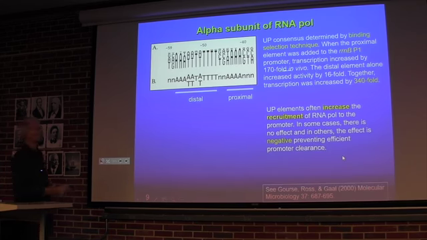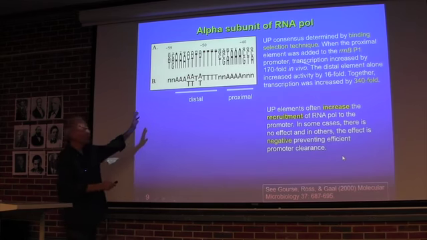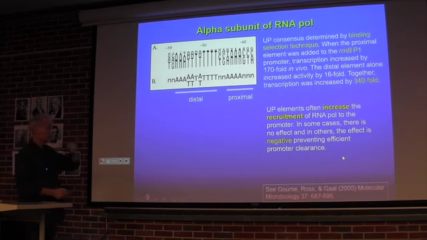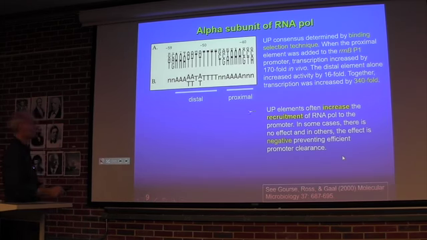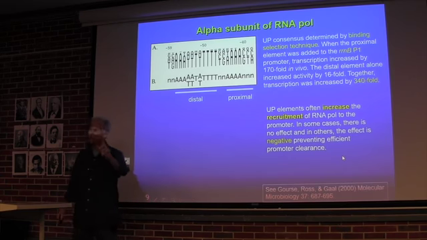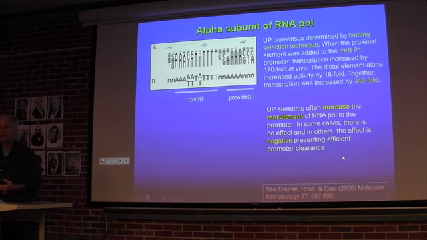Now you see some different numbers here, 170-fold and 340-fold. I would not ask you how much it stimulates. Different people, depending on how you do the experiment, get different numbers on the contribution of the UP element. UP elements often increase recruitment of the polymerase to the promoter, except when it doesn't. How could it not enhance? Too much of a good thing.